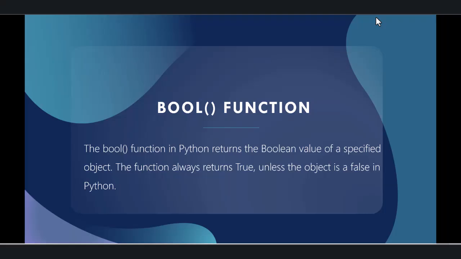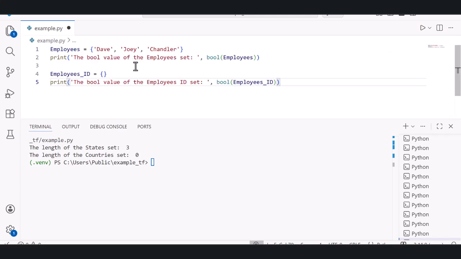Second method is using bool function. The bool function in Python returns the boolean value of the specified object. The object which we are passing inside the bool function, it will return the boolean value of that particular object. The function always returns true unless the object is false in Python. Now we will see how it will return true and false value.